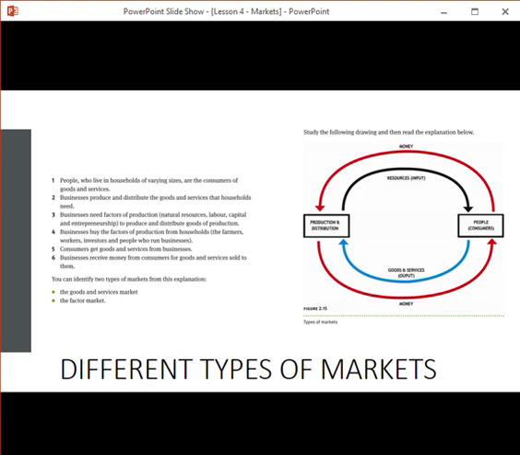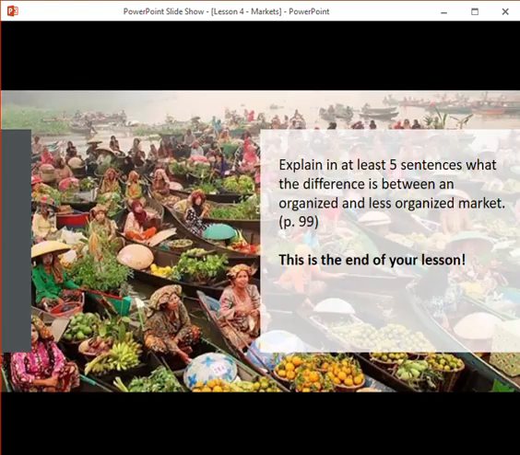The money goes from the business to the consumers for the factors of production, their labor, for example. Consumers then take that money and then they buy the goods and services from the business. Okay, and that's how businesses also make money. You can also identify the two types of markets from this explanation. One is the goods and services market, and two is the factor market.